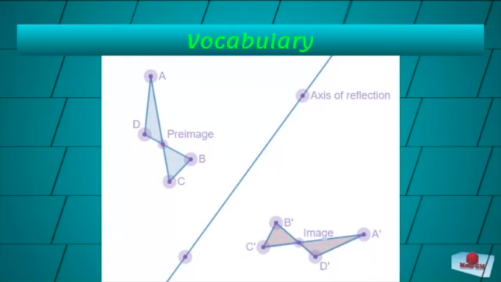And it looks something like this. So if we have our preimage up in the top left corner, our image is in the bottom right corner. So the preimage is reflected across the axis of reflection to create our image. The distance from A to the axis of reflection is the same as A prime to the axis of reflection. And each of those other 3 points are the same distance. And it is a perpendicular distance. So I could draw a line that goes from A to A prime, and it would cross the axis of reflection at a 90-degree angle.